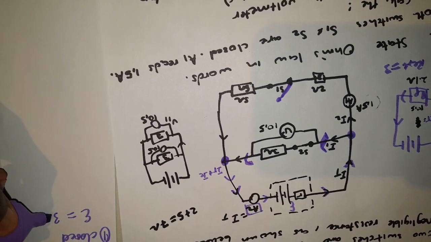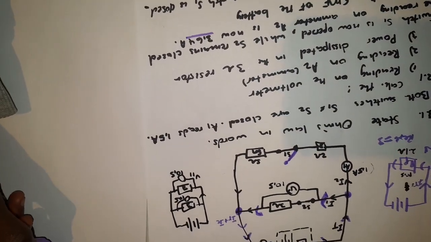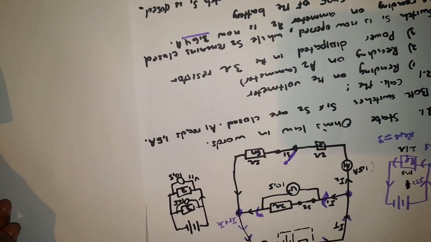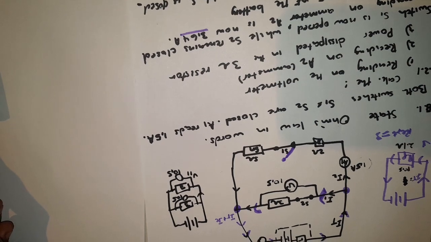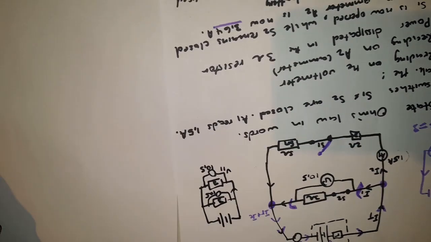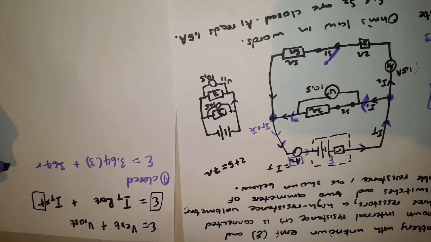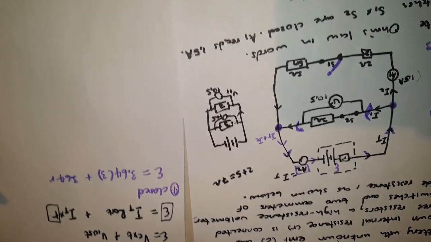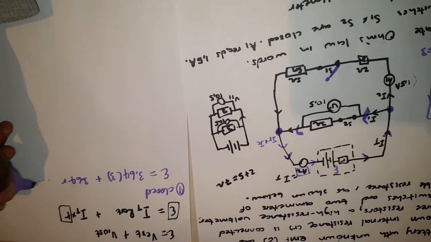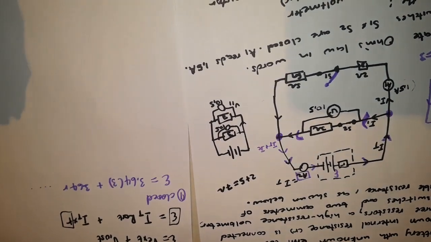So now for the closed one, it's 3.4 amperes, and the R external is 3 plus r, with 3.4 being the total current, and r we don't know. We're going to use this to find our first equation.